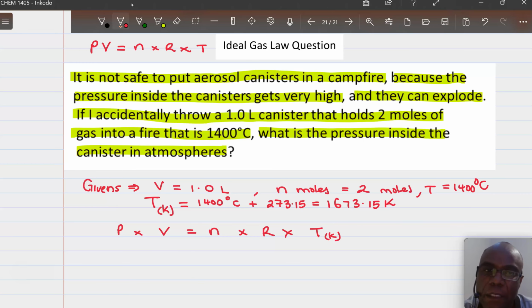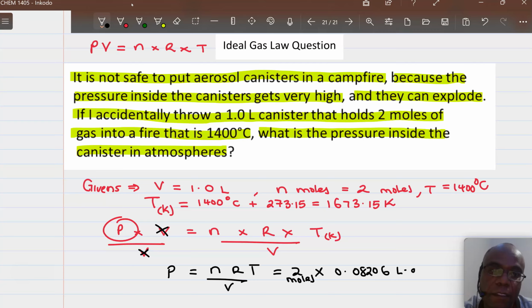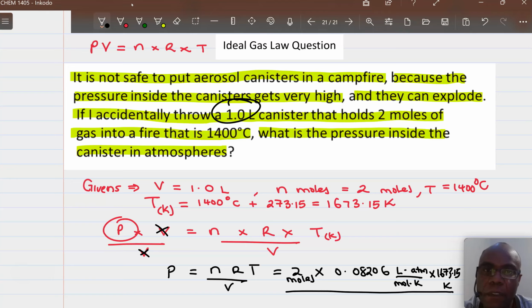I know that pressure times volume must be equal to number of moles times gas constant times temperature in Kelvin. I'm asked for P, so I'll divide both sides by V. That way, the V is canceled out, so my pressure will be equal to nRT over V. I'm given moles to be 2. Gas constant is always 0.08206 liters atmosphere per mole per Kelvin. That's a determined number. There's a way to find that even experimentally in class. And the temperature is 1673.15 K. I'm going to divide all these by my volume, which is 1 liter.